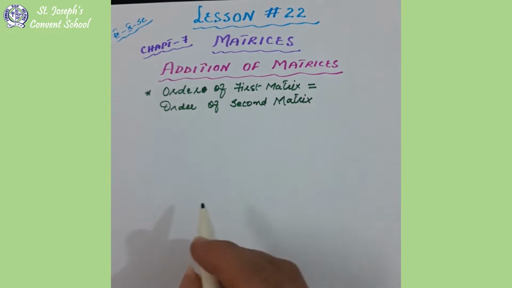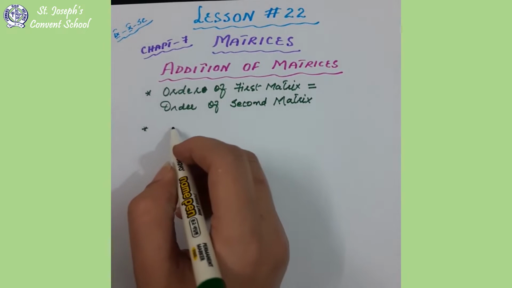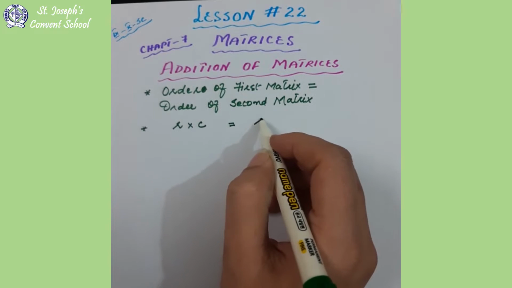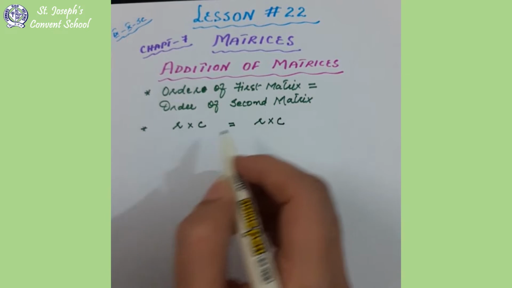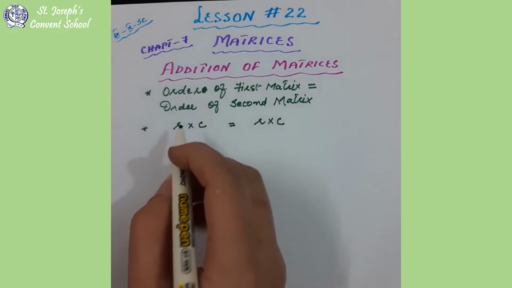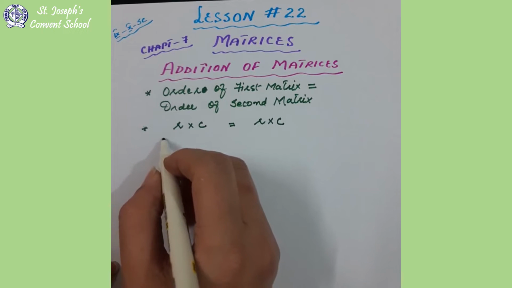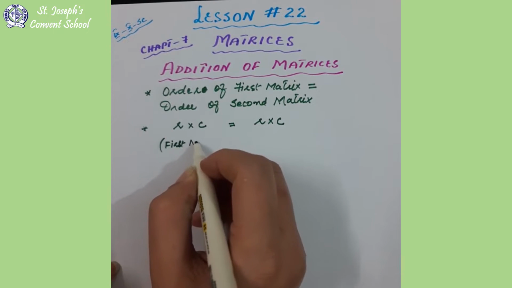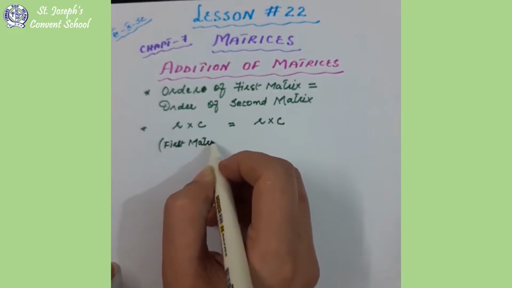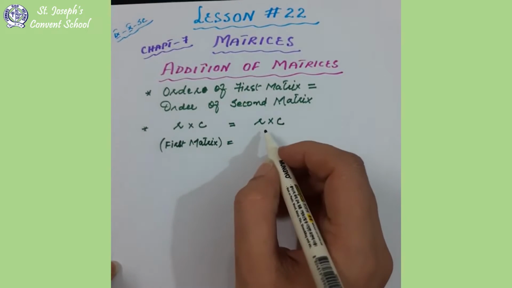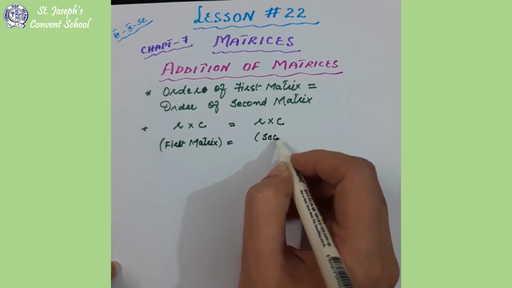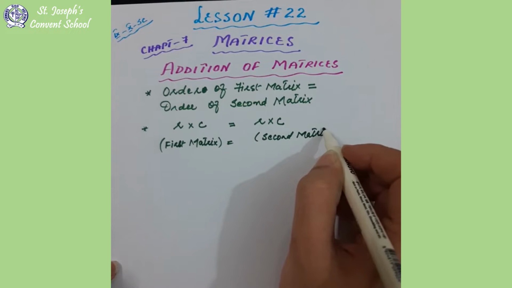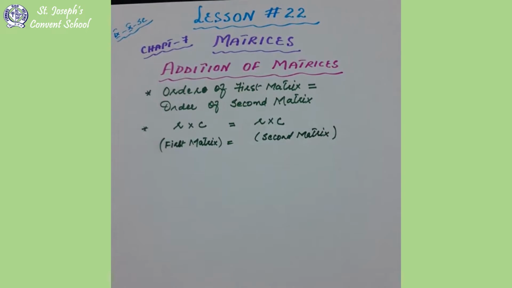Order means the number of rows into columns of the first matrix is equal to the number of rows and columns of the second matrix. If both are equal, then only you can add or subtract. So only this rule you have to follow.